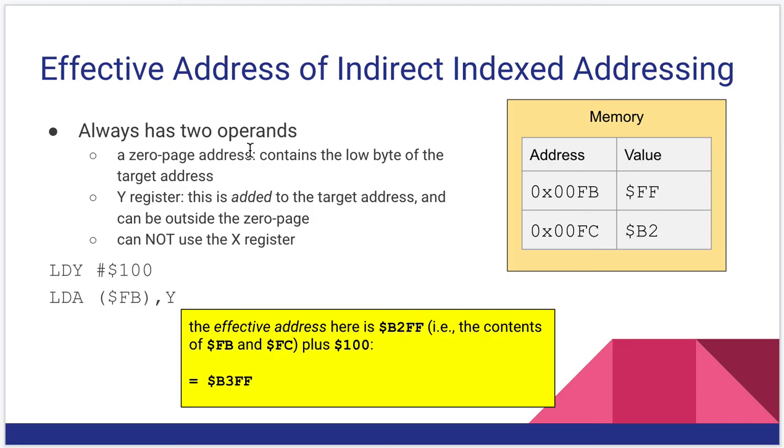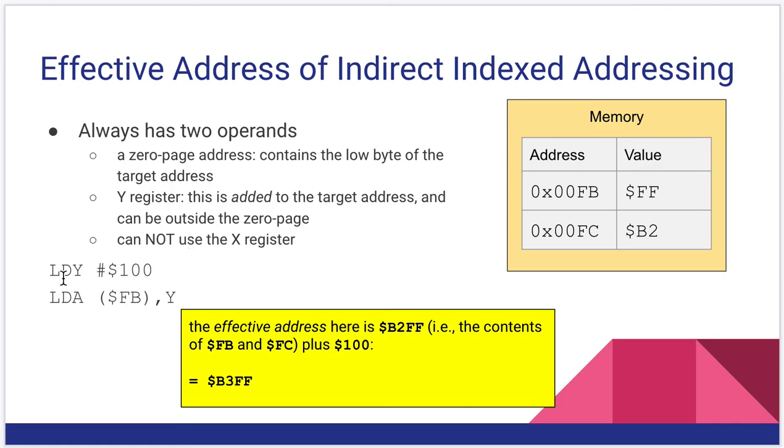This zero-page address is the low byte of two consecutive addresses. So if I talk about the FB as my zero page address, we're really talking about FB and FC, the next one up, and that gives me my low and high byte respectively. The Y register contains a value that is added to the address we pull out. A note that we can't use the X register for this.